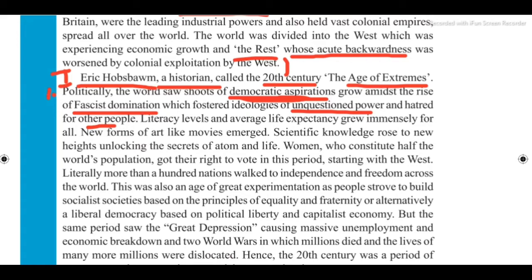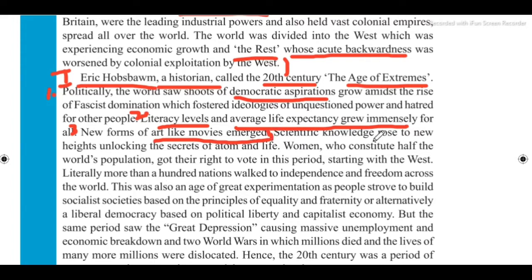The second point, literacy level increased during this period. Not only literacy level, but also average life expectancy grew immensely. The third important point, new forms of art like movies emerged. Fourth one, about the scientific knowledge rose to new heights as new developments have been found. Secrets of atom and life.